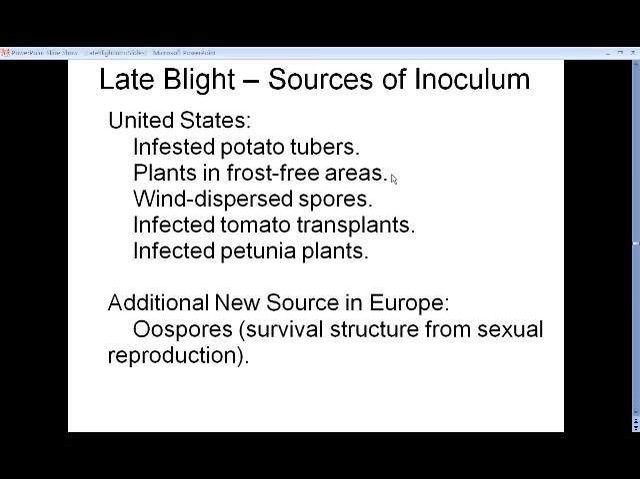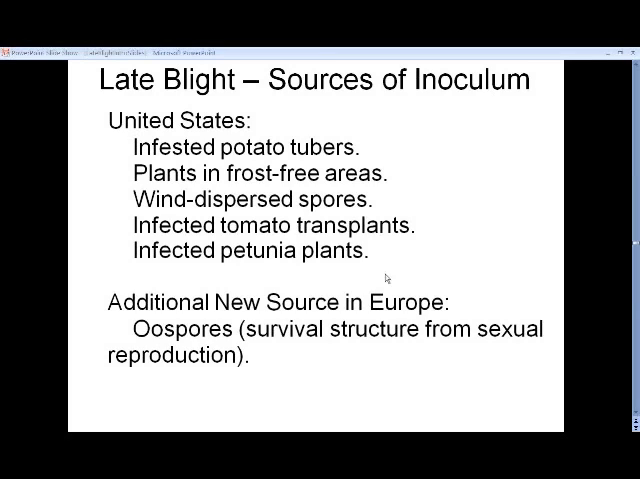So from those plants in frost-free areas, they're going to produce those spores that Sally showed you. They're wind dispersed. They easily move. So from there, the pathogen can move to other production areas during the course of the season. And we've had a couple cases, not too many over the years, where plants that are infected have been moved to other areas and the pathogen has come with it. Hasn't happened too often. With tomato transplants it's happened, and we had one situation where we had a strain on petunias. So those are our predominant sources in the United States.